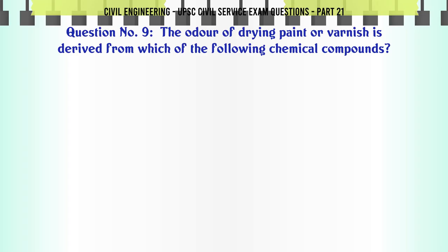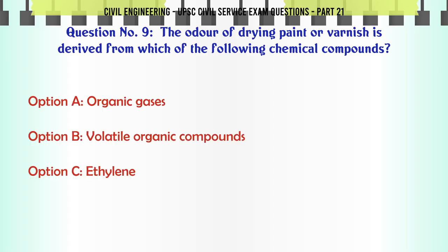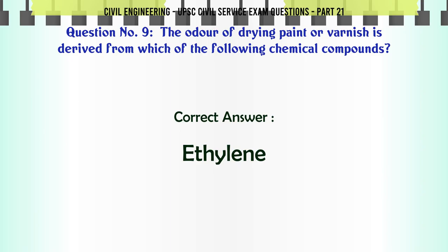The odor of drying paint or varnish is derived from which of the following chemical compounds? A. Organic gases. B. Volatile organic compounds. C. Ethylene. D. Acetylene. The correct answer is ethylene.